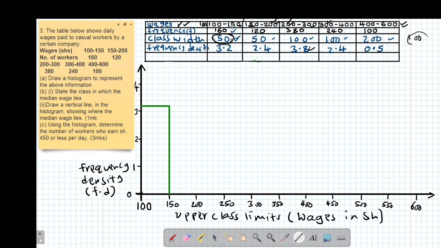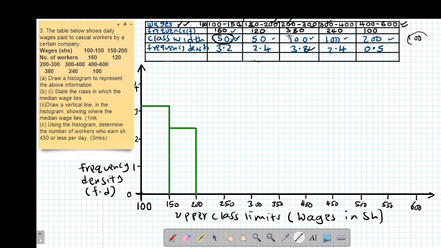Then the next class is 150 to 200. The frequency density is 2.4. So I need 2.4. So this is 2.0, 2.2, then 2.4 will be here. So this class is going to lie here at 2.4.